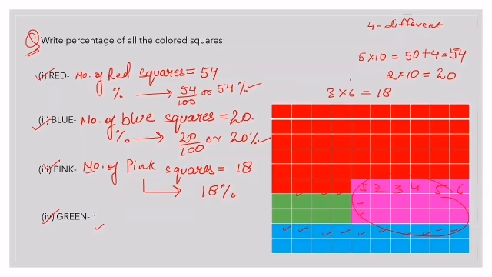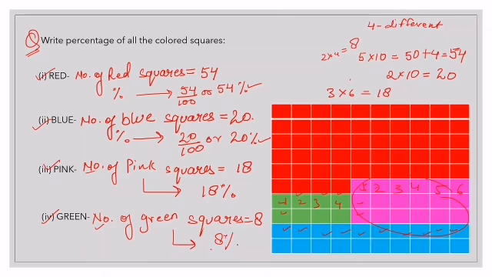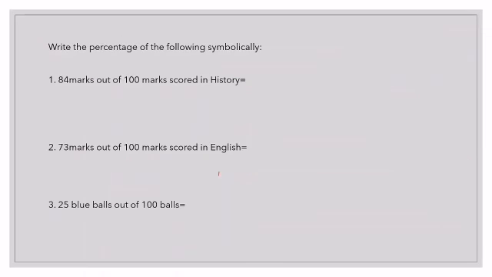Okay. Now let us find out the number of green squares. So how many green squares can you see? 1, 2 and 1, 2, 3, 4. 4 into 2 is equal to 8. So how many green squares are there? There are 8 green squares. In percentage form we can represent it as 8%.